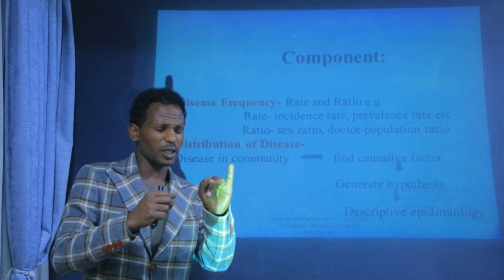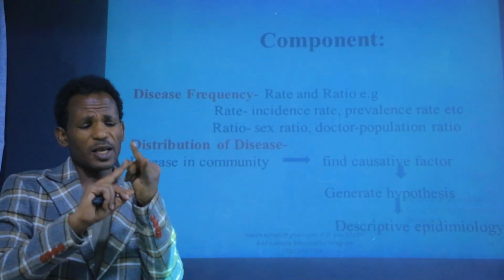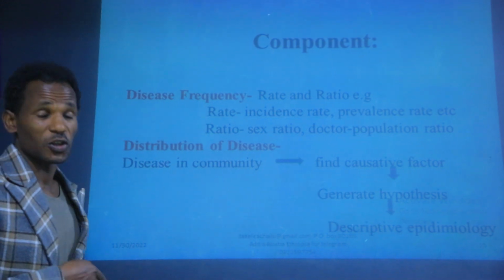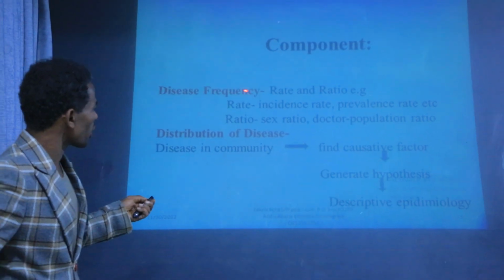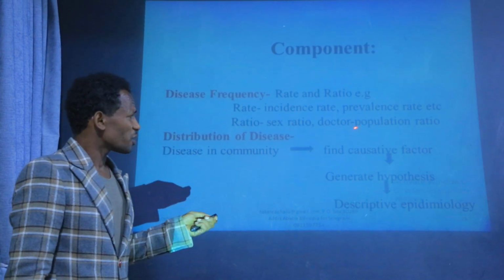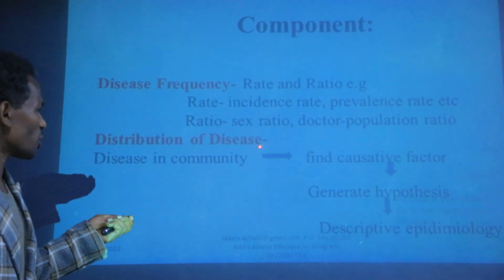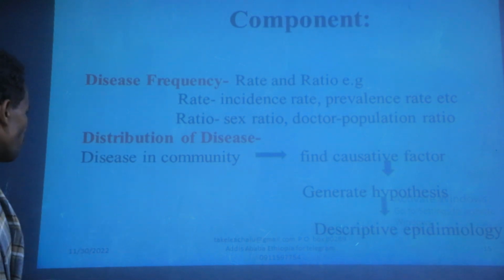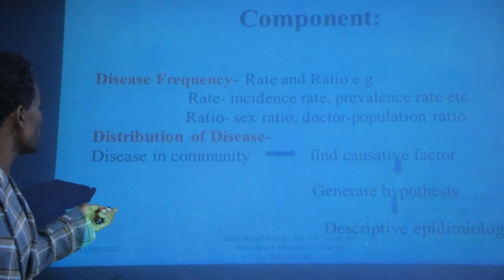In epidemiology, especially in disease issues, there are two components: disease frequency and the distribution of the disease. Disease frequency means rates and ratios. For example, rates include the incidence rate and the prevalence rate. The next one is ratios, such as sex ratio, doctor-population ratio, or pharmacist-population ratio, and so on. The next one is the distribution of the disease, which means disease in the community.